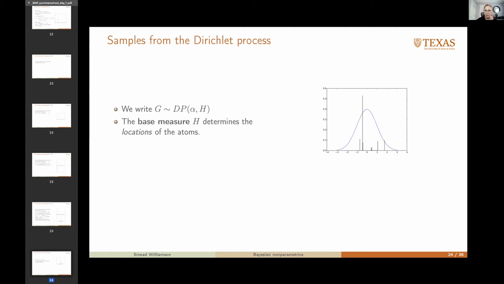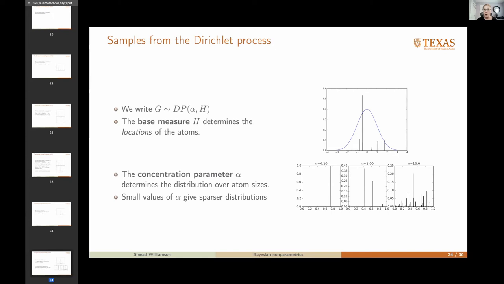Now that might look a little weird because our sample here in black does not look anything like our continuous distribution h, but it's basically governing where each of them is individually sampled from, right? So this means not that it's going to look like that Gaussian, but that it's going to tend to have more atoms where the Gaussian has more mass. And then that concentration parameter alpha gives us the distribution over atom sizes.